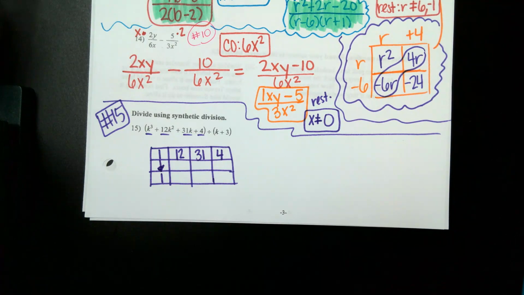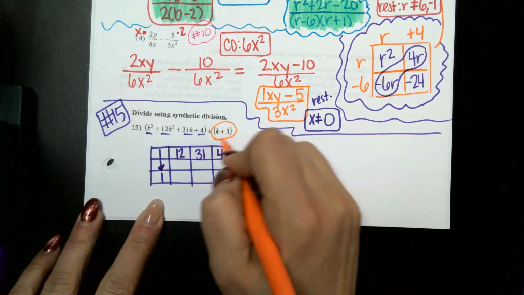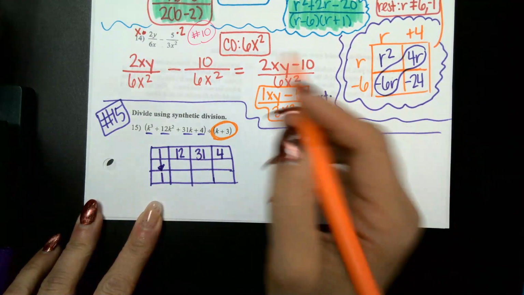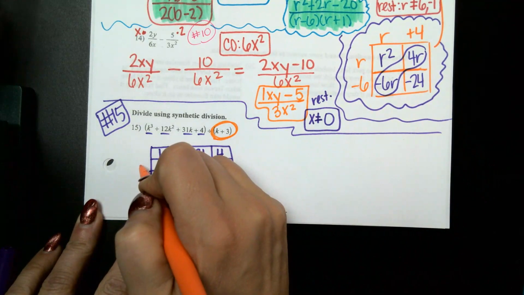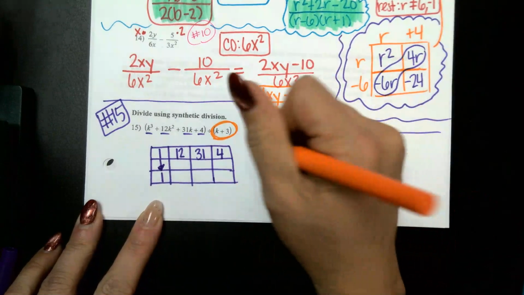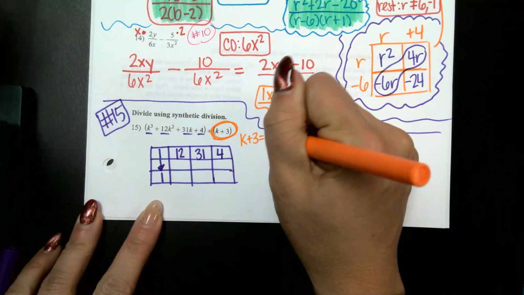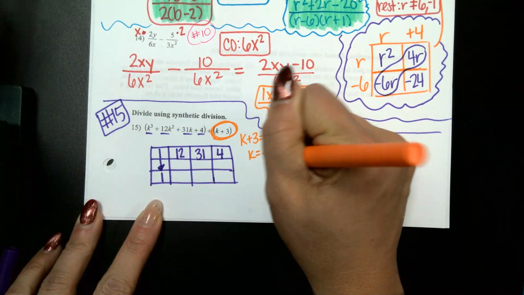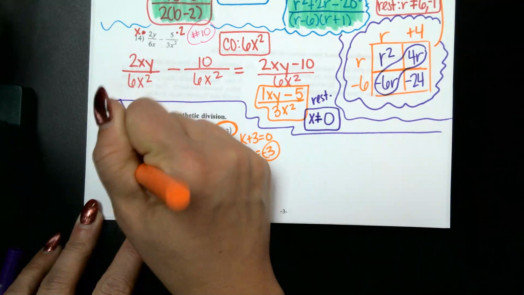Now, the k plus 3 out here, that's the number we use over here, but it's not positive 3. We always make it its opposite. Because what you're supposed to do is set that equal to 0 and solve it, and that's the number we use out here for the multiplication.